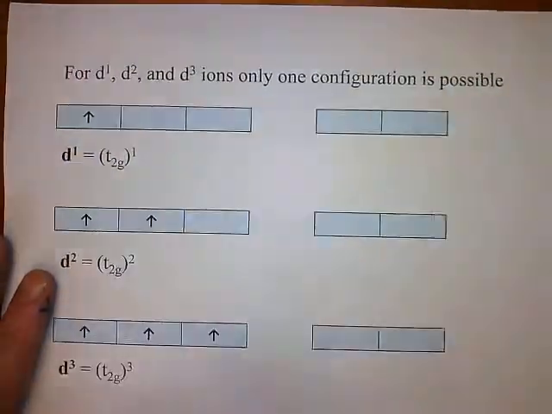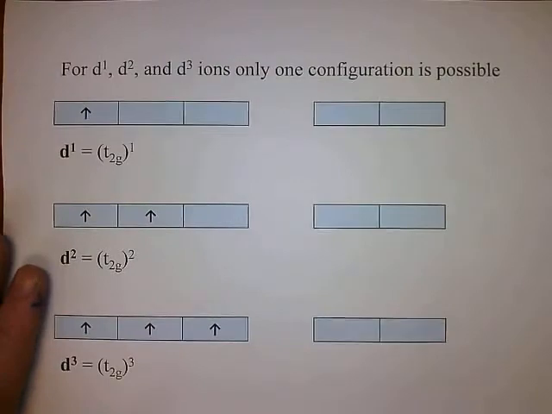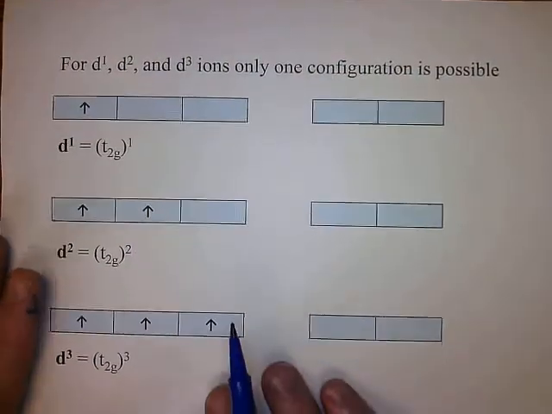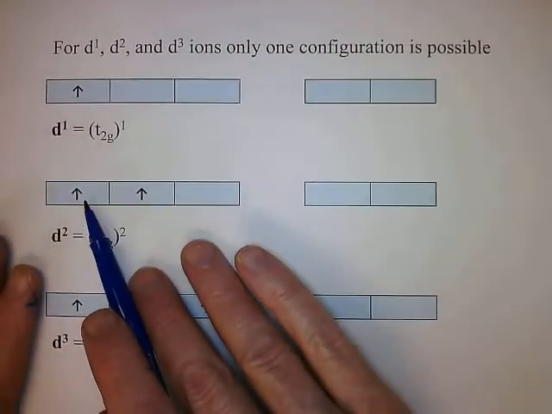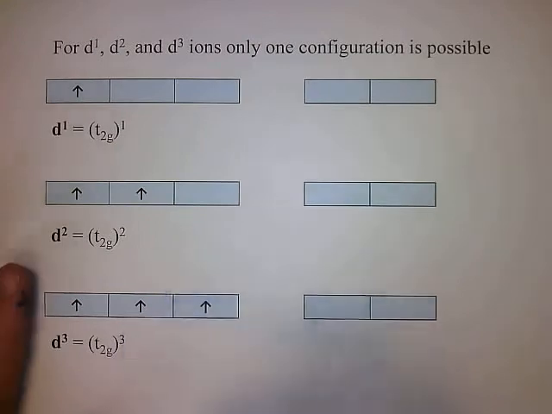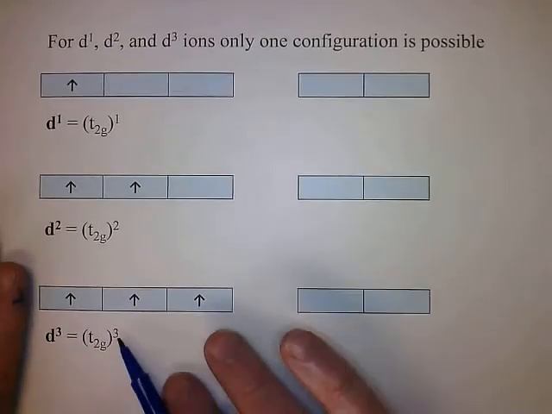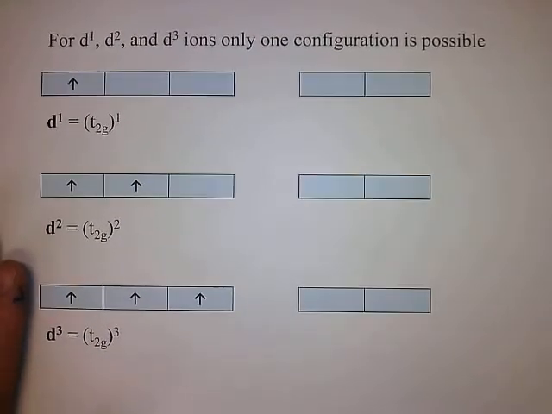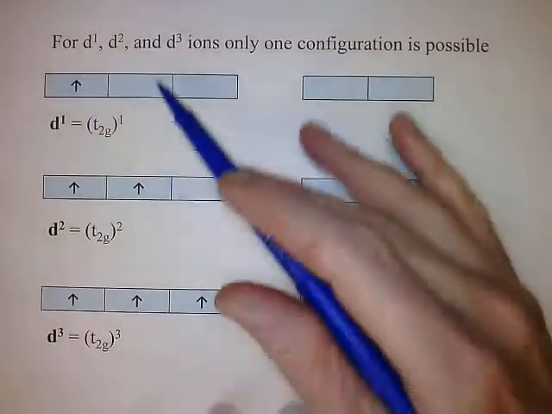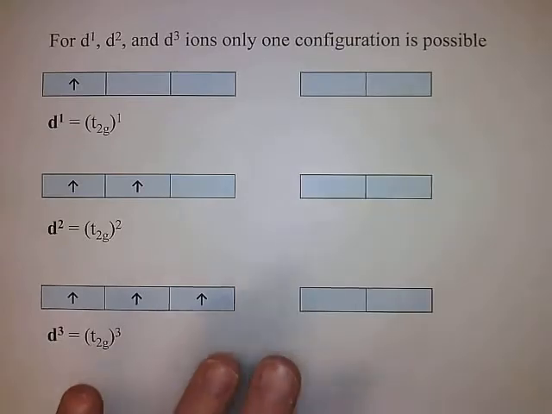So for D1, your electron configuration is simply t2g1. That's the way you'd write it. When we get to D2, we're going to add a second electron, so it's simply t2g2. And when we get to the third electron, it's simply t2g3. All right, so those are our D1, D2, and D3 ions.